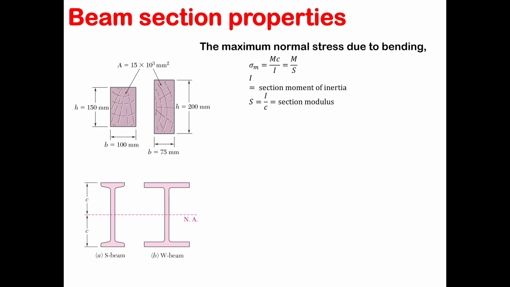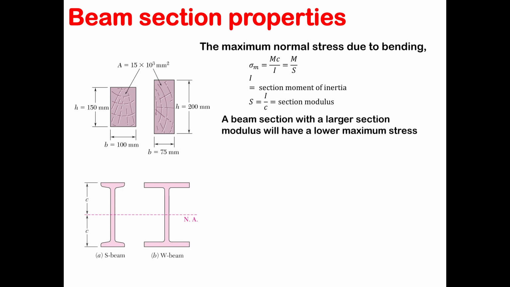The maximum normal stress due to bending, as we said, is going to be Mc over I, which is equal to M over S. I is the section's moment of inertia, and we define S as the section modulus, which is defined as moment of inertia over your C. A beam section with a larger section modulus will have a lower maximum stress, and you can actually consider a rectangular beam cross section like the two we have here.